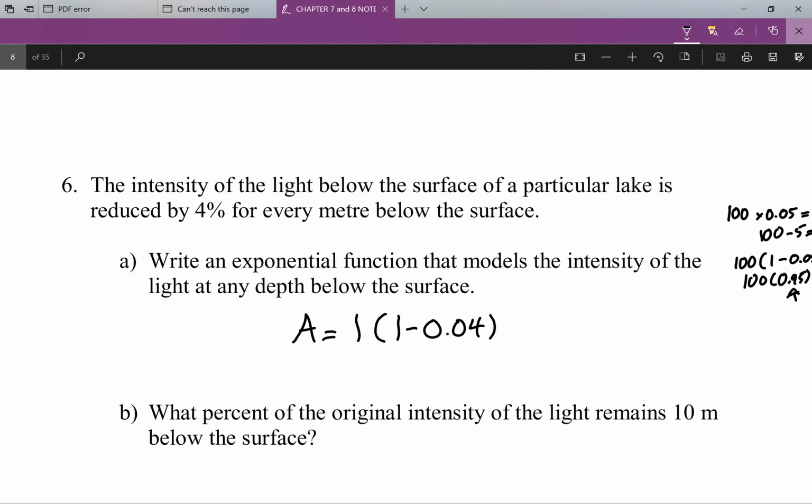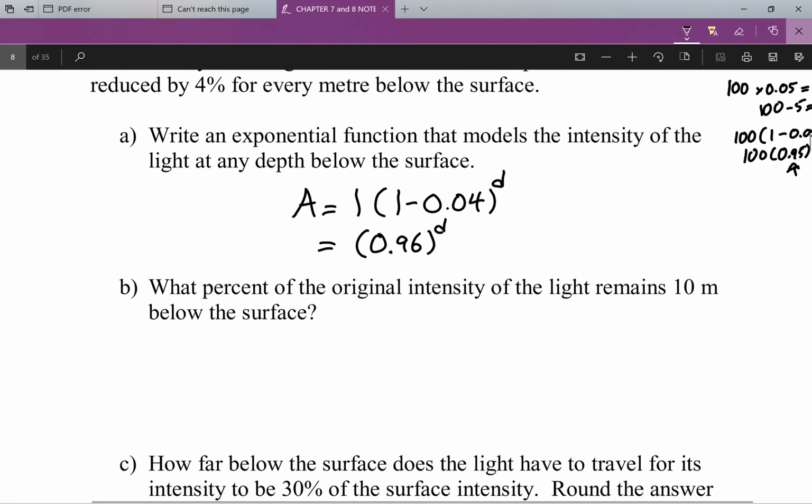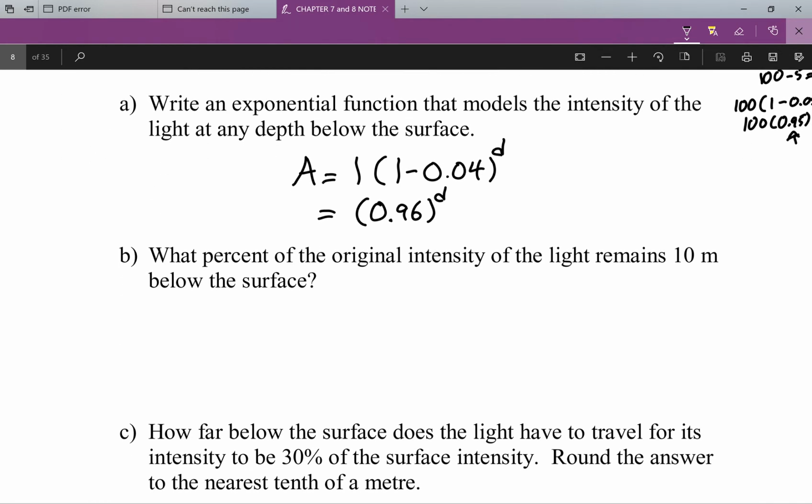Now, it's for every meter below the surface, so instead of putting the time up there, I'm just going to put a distance, and since it's straight up, we're good. So now we get that it's going to be multiplied by 0.96 all to the power d, where that d represents the distance. Again, we're labeling variables here, so we do get a bit of leeway how we're going to do that. What percent of the original intensity of the light remains 10 meters below the surface?